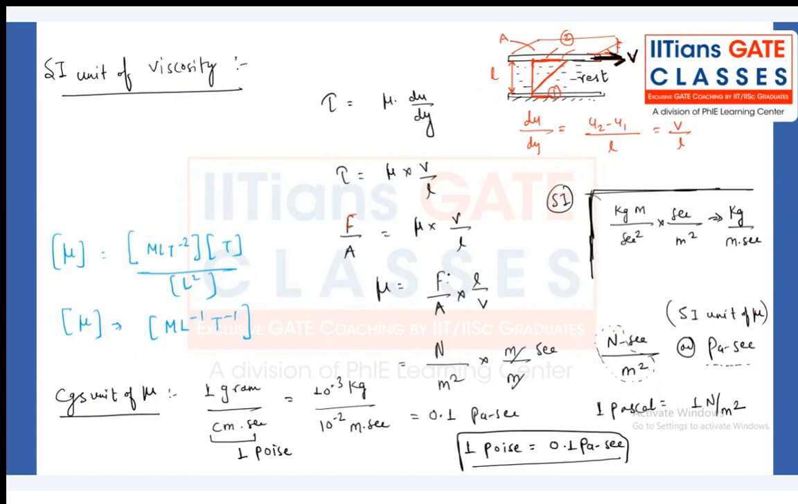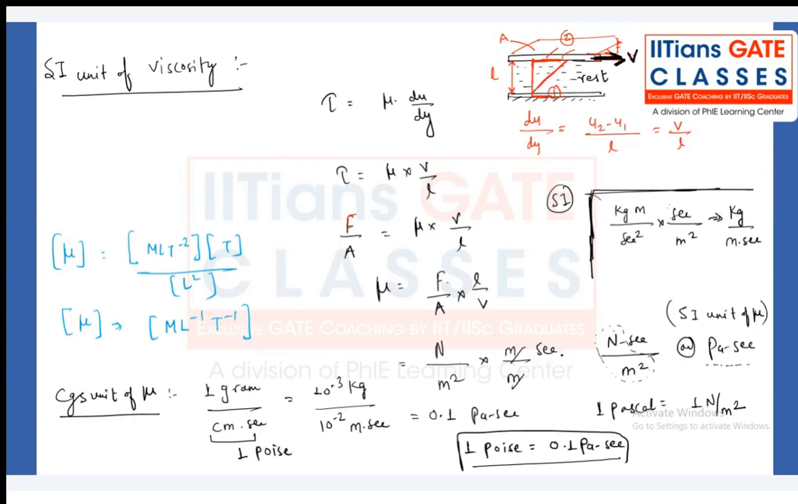You can also have the SI unit like this. The force is mass into acceleration, kilogram meter per second square; area is meter square, length is meter, velocity is meter per second. Automatically it will be second. Further simplifying, I get kilogram per meter second. That is also an SI unit. So we have two SI units: one is Pascal second, the second is kilogram per meter second.